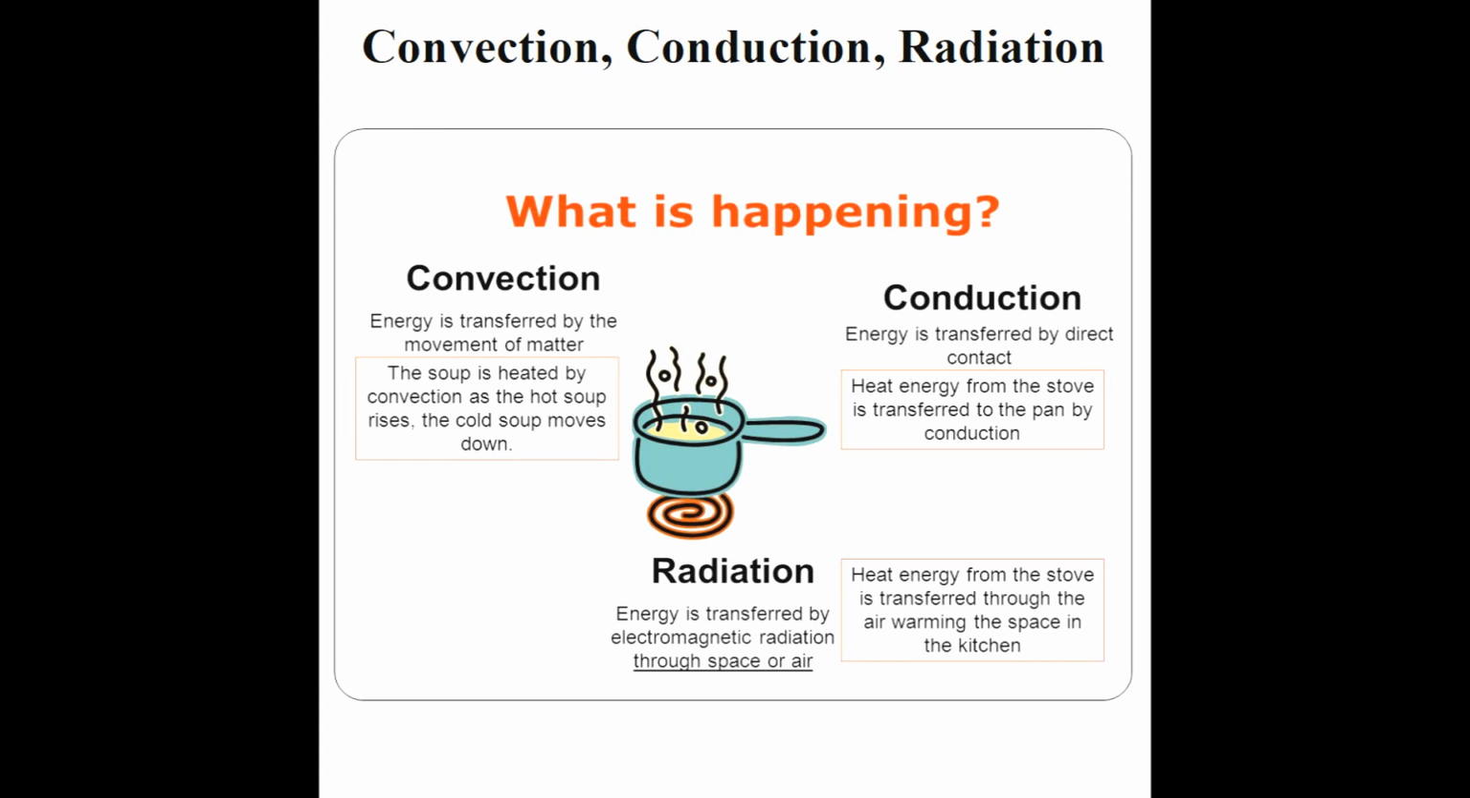Then conduction, energy is transferred by direct contact. Heat energy from the stove is transferred to the pan by conduction. And radiation, energy is transferred by electromagnetic radiation through space or air. Also for radiation, the heat energy from the stove is transferred through the air, warming the space in the kitchen. So whenever your soup is on the pot, you don't need to put your hand in the soup. You go close by and you will feel that radiated heat. And remember, we get that radiated heat daily from the sun.